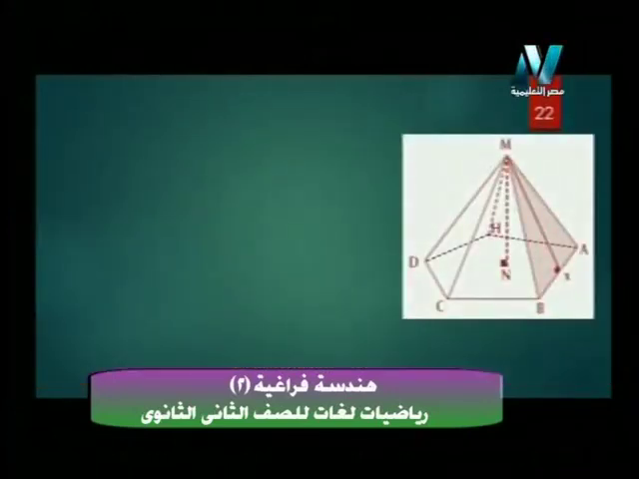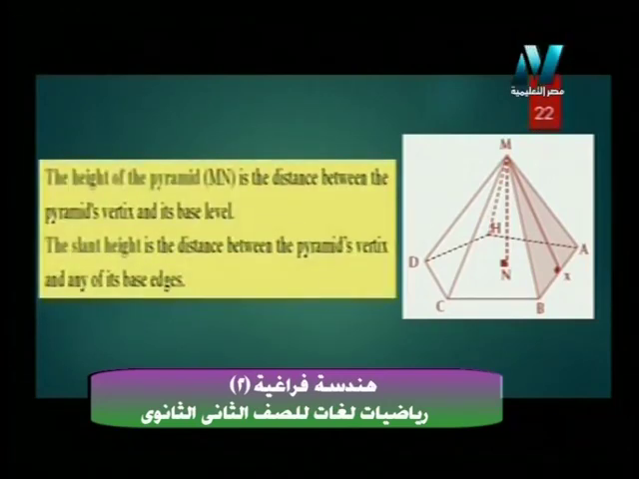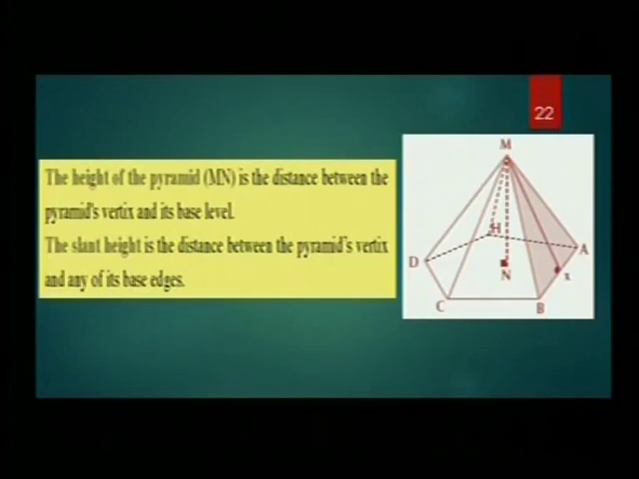The same pyramid here is a pentagonal pyramid, because it has 5 sides: AB, BC, CD, DH, and HA. We have the height MN and the slant height MX. The height of the pyramid MN is the distance between the pyramid's vertex and its base plane. The slant height is the distance between the pyramid's vertex and any of its base edges.